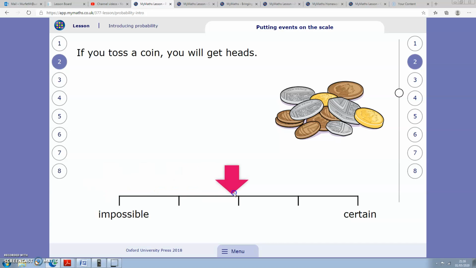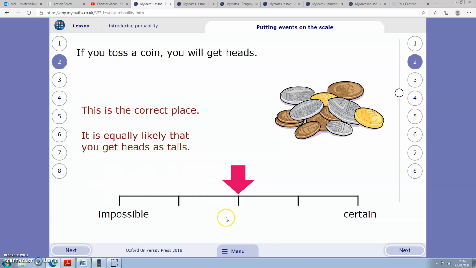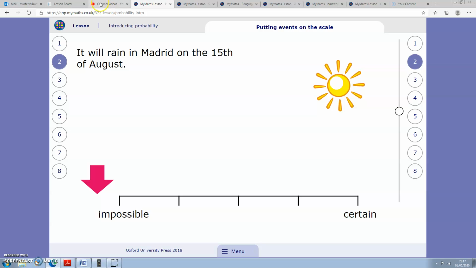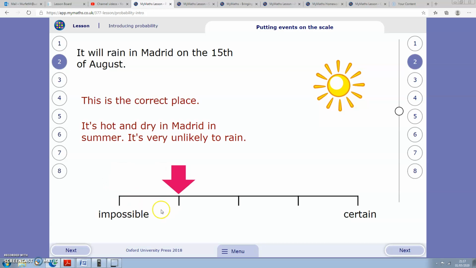If you toss a coin, you will get heads. Thinking about a coin, it's an even chance, or 50-50, or half, because you've got a head and a tail, so it's either or. It's a 1 in 2 chance, which is a half. It will rain in Madrid on the 15th of August. It's not impossible. Madrid's in Spain, so in August it's going to be quite hot. It's very hot and dry, so it's very unlikely to rain.